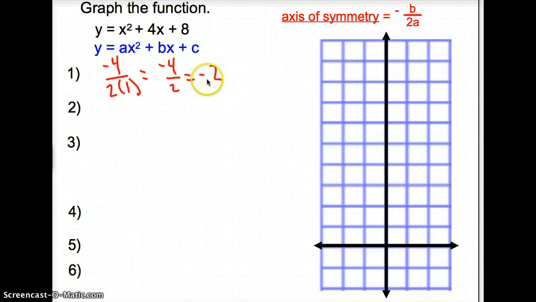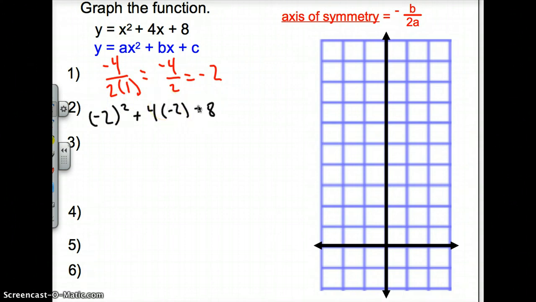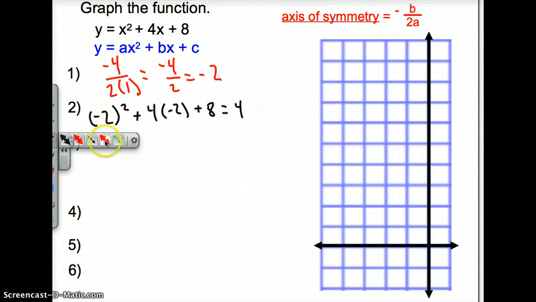Now, for the next step, we plug this negative 2 into this x. Plug this negative 2 in for this x and that x. So let's try it, and I'm going to use a little different color. So we have negative 2 squared plus 4 times negative 2 plus 8. You punch that into your calculator, and that will give you 4. So now we know that the axis of symmetry is negative 2.